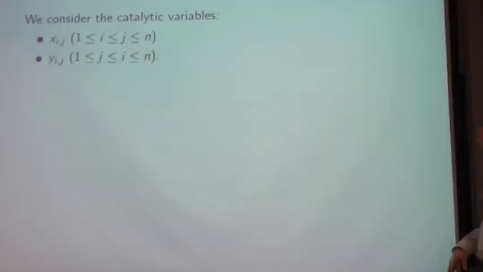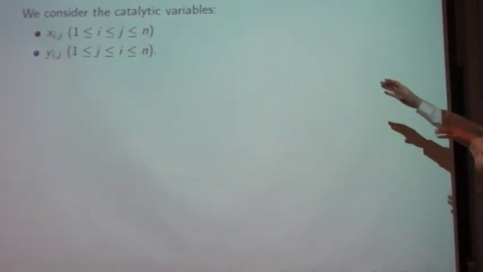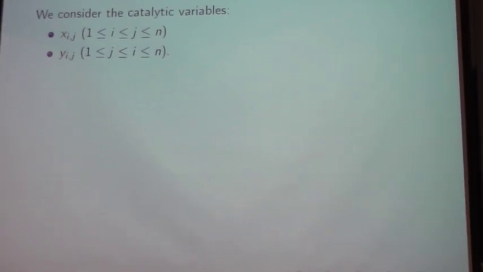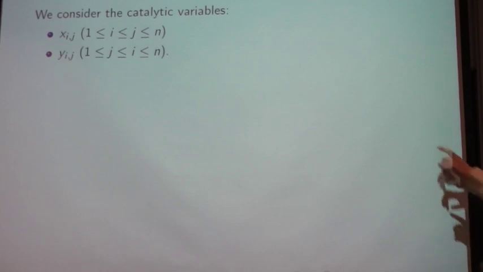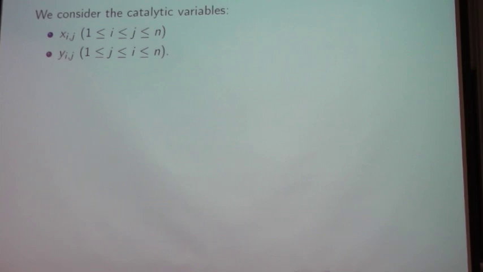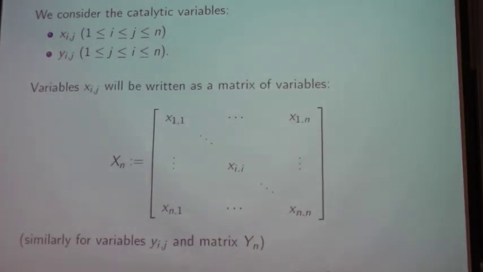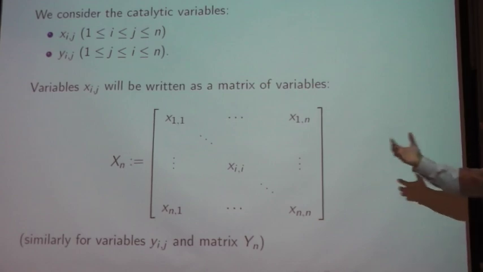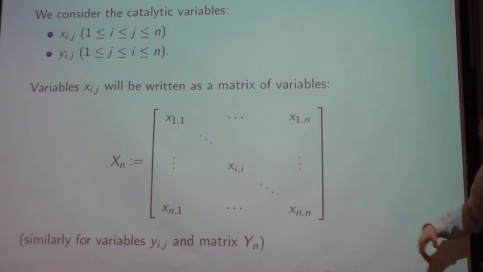Just to show a little bit of the setup, I won't go into full detail, but I'll have 2 sets of catalytic variables now, x_ij and y_ij. The i and j being flipped is not a typo. For notational convenience, I'll store the variables in a matrix of variables, say X_n, and likewise Y_n, just for notational cleanliness.